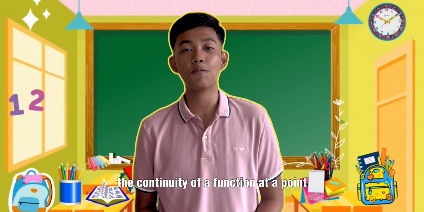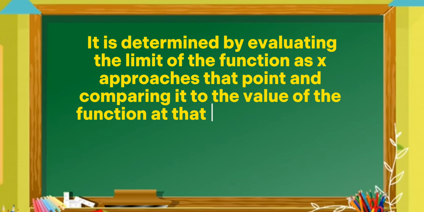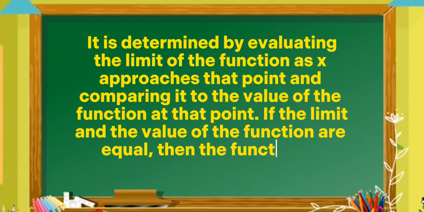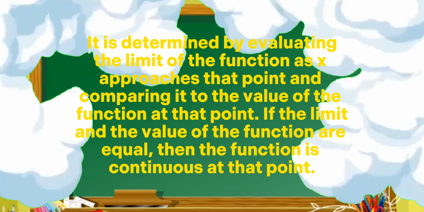In conclusion, the continuity of a function at a point is determined by evaluating the limit of a function as x approaches that point and comparing it to the value of the function at that point. If the limit and the value of the function are equal, then the function is continuous at that point.